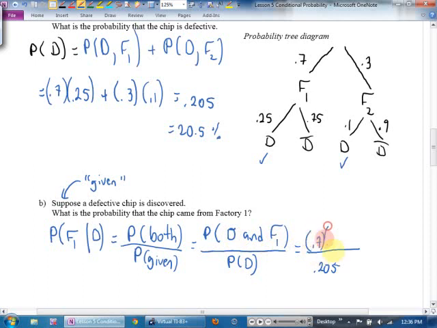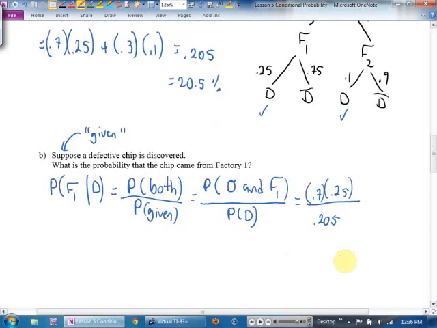Put your pencils down and look up for a second once you've written that down. Just for what it's worth, I'm big on built-in error checks. This 0.205 came from 0.7 times 0.25 plus 0.3 times 0.1. If you are doing a conditional probability, one of the built-in error checks is the both will always appear somewhere in the bottom. If it doesn't, you messed up or missed something. I'll leave this here in the notes. You guys just wrote 0.205.